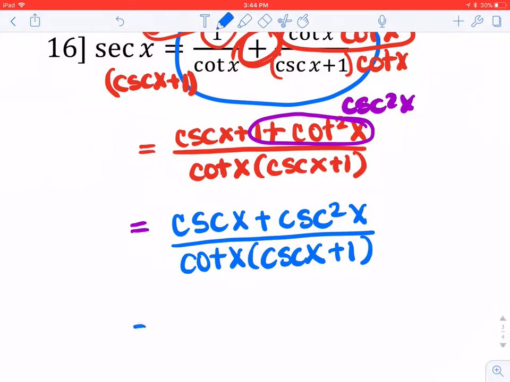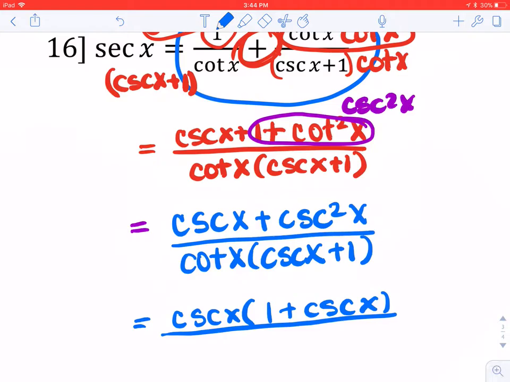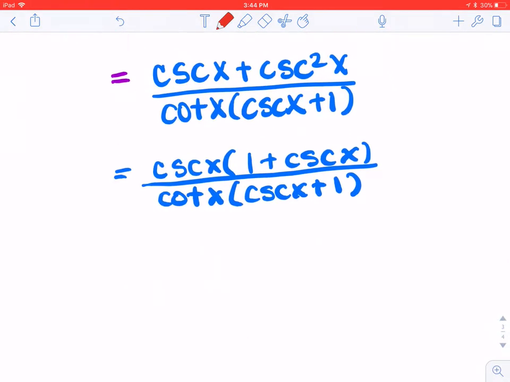All right, so like we said before, my numerator is factorable. There's a GCF of cosecant. So I'm going to factor out a cosecant. I'm left with 1 plus cosecant of x. My denominator, cotangent of x, times cosecant of x plus 1. All right, so now what you should notice is that I do have a common factor. I have 1 plus cosecant of x and cosecant of x plus 1, which are the same thing. So now I have cosecant of x over cotangent of x.